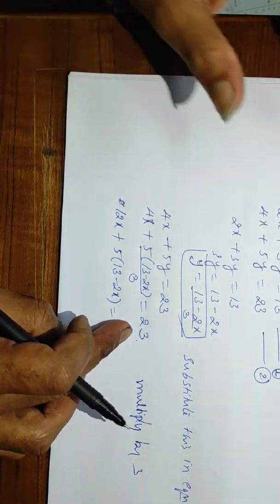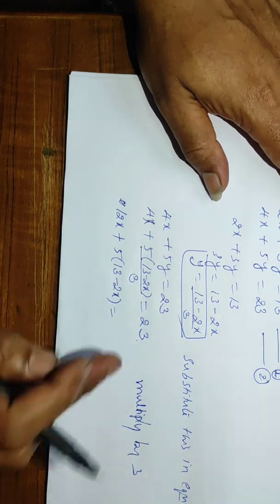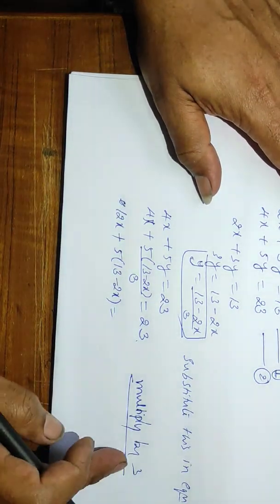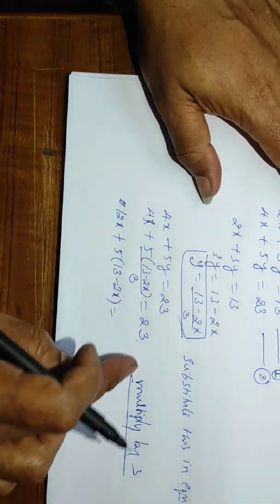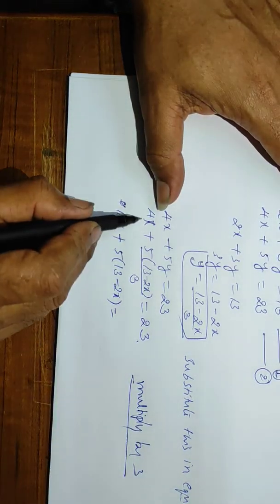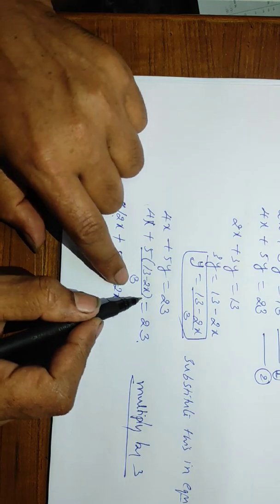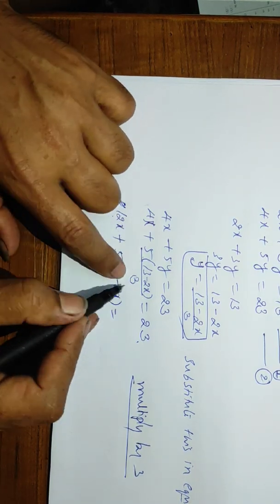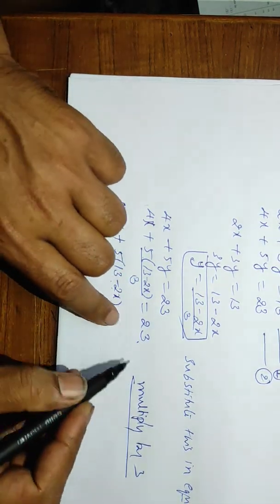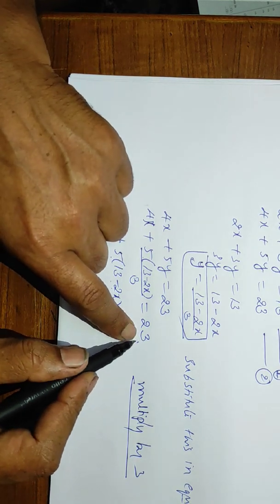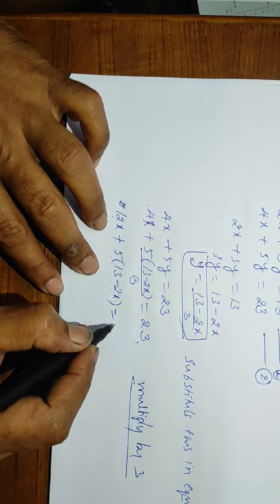You have to multiply this term also by 3. Multiplying the equation by 3 means you have to multiply each and every term by 3. When it is multiplied by 3, it becomes 12x. When this term is multiplied by 3, the 3 gets cancelled and we are left with 5 into (13 minus 2x). And now we have to multiply this term by 3, that is 69.